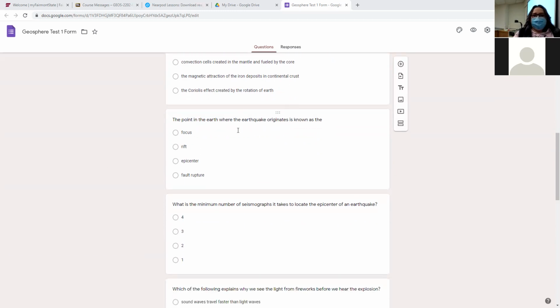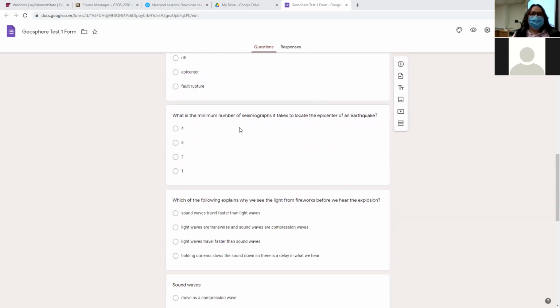The point of the Earth where the earthquake originates is the focus. And right on top of that is the epicenter. Minimum number of seismographs: three. Remember, it's called triangulation, so three.